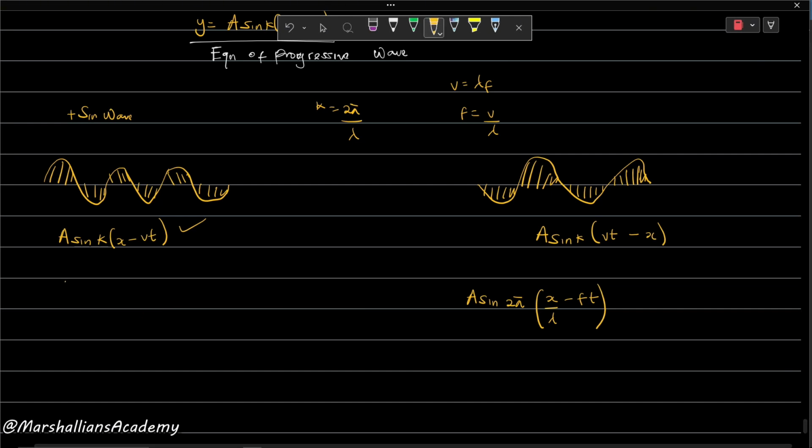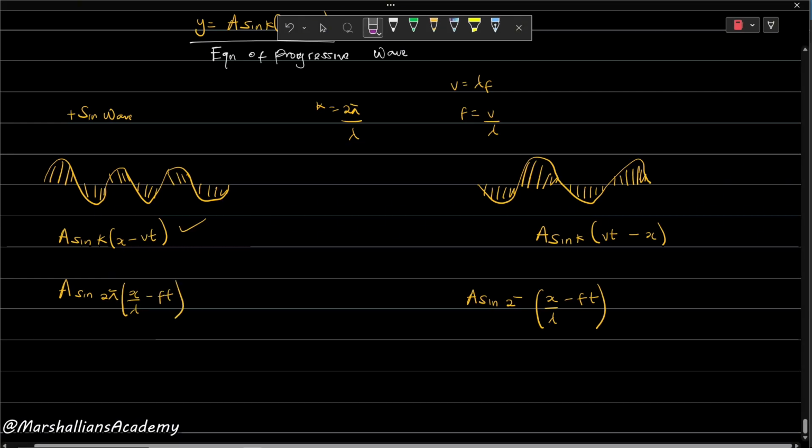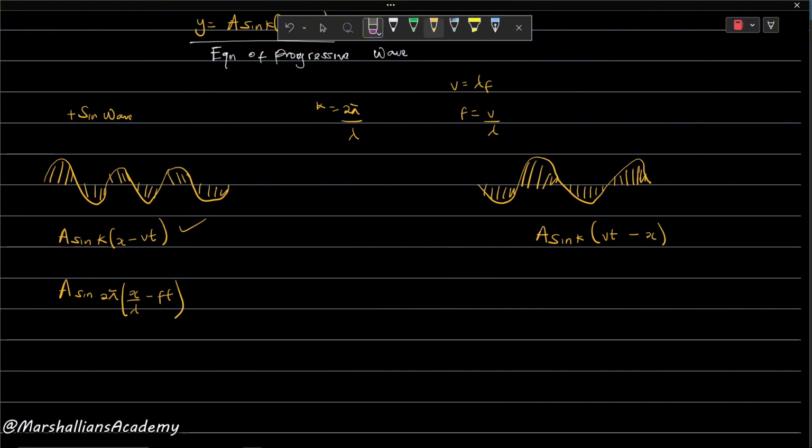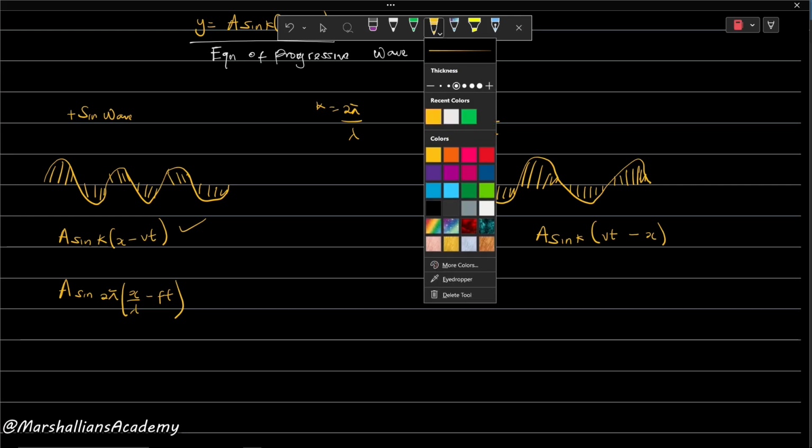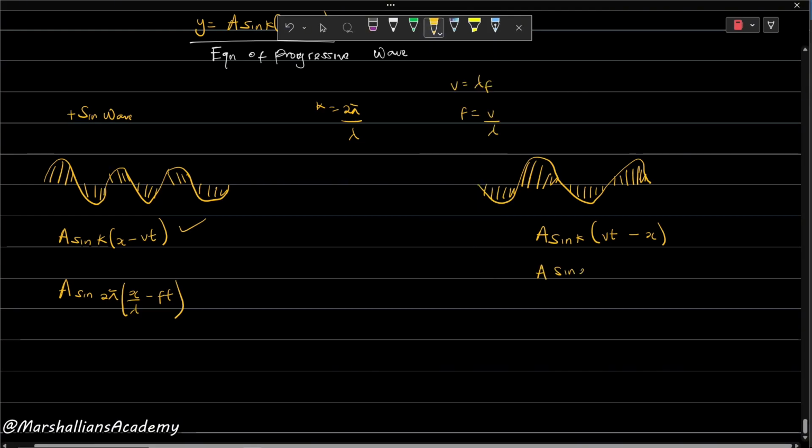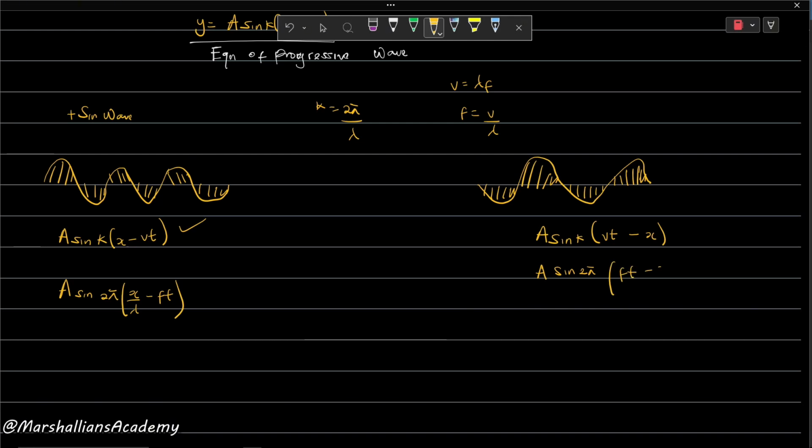Let me write this properly. A sine 2 pi into bracket X over lambda minus Ft. Are we together? And if the wave is moving in the opposite direction, that is, if it is going negative first, this equation would now become A sine 2 pi into bracket Ft minus X over lambda.